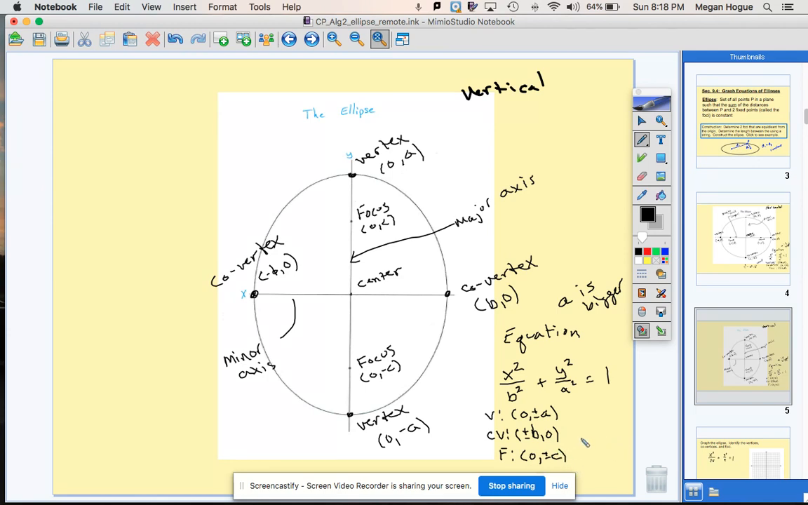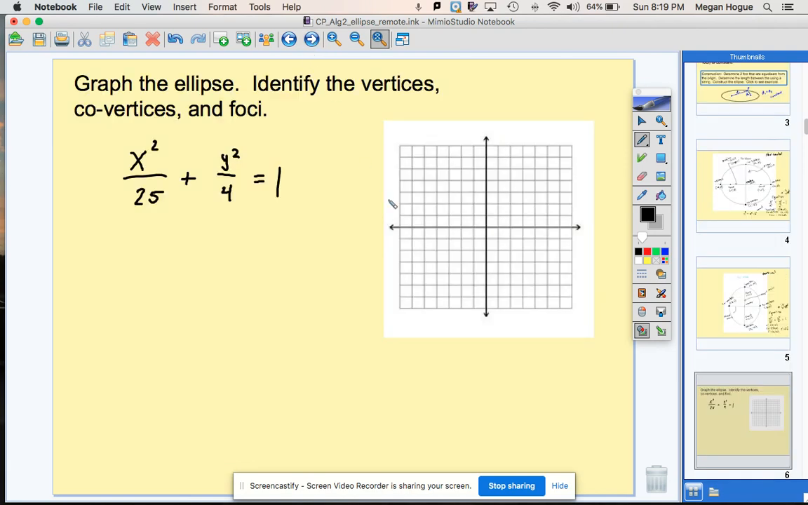And the way to get that C is still the same way. C squared is equal to A squared minus B squared. And that's always going to be a positive number because A is always going to be bigger, meaning A squared is always going to be bigger. All right, so make sure you have all that down. You can go back and reference. And then let's start doing some graphing. And when we graph these, sketching it is just fine. Don't feel like you need graph paper. So we're going to identify those 3 things.